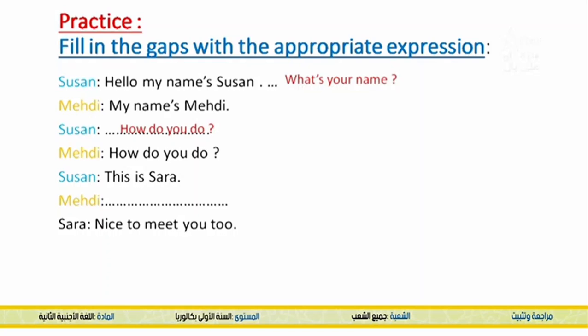Susan, this is Sarah. Sarah, nice to meet you. Now, when someone tells you nice to meet you, what is the answer? Yes? Nice to meet you too. Exactly. So, nice to meet you. Nice to meet you too. Now, let me repeat. Hello, my name's Susan. What's your name? My name is Mehdi. How do you do? This is Sarah. Mehdi. Nice to meet you. Nice to meet you too.